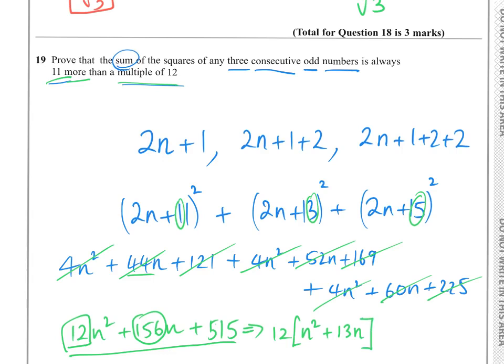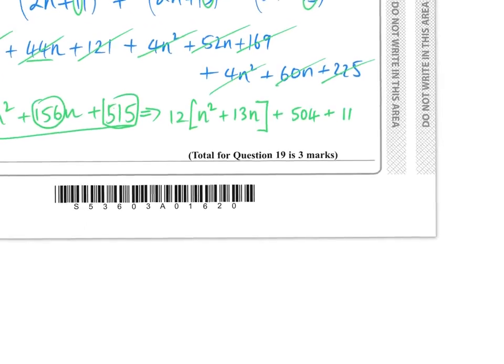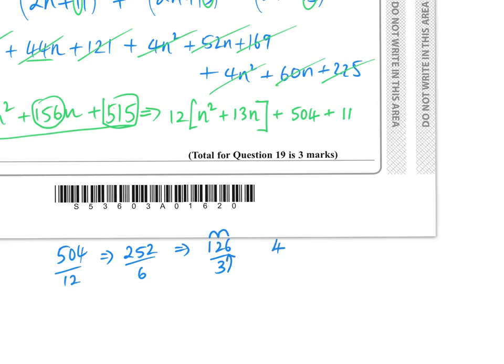But then the sneaky thing here is, why don't you just write 515 as 11 plus something? Well, there's our 11, and 11 plus 504 would work. And then here's the really nice trick here. Does 12 go into 504? Well, 504 divided by 12 is 252 divided by 6, which is 126 divided by 3. 6 and 2 and 1 make 9, which is a multiple of 3. And so 3's into 126 will be 42.